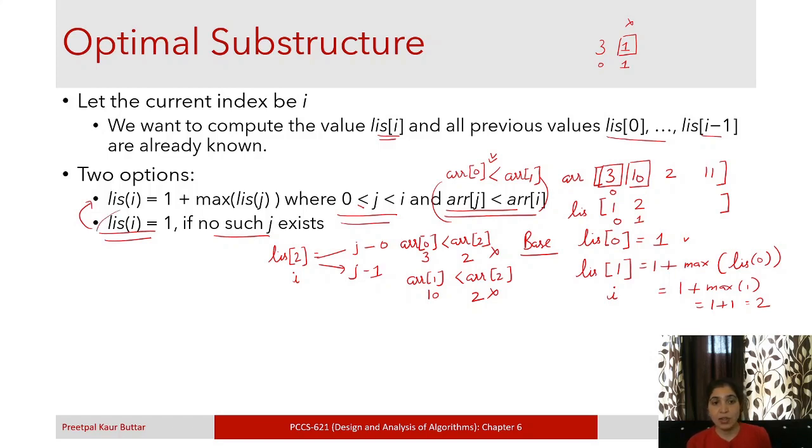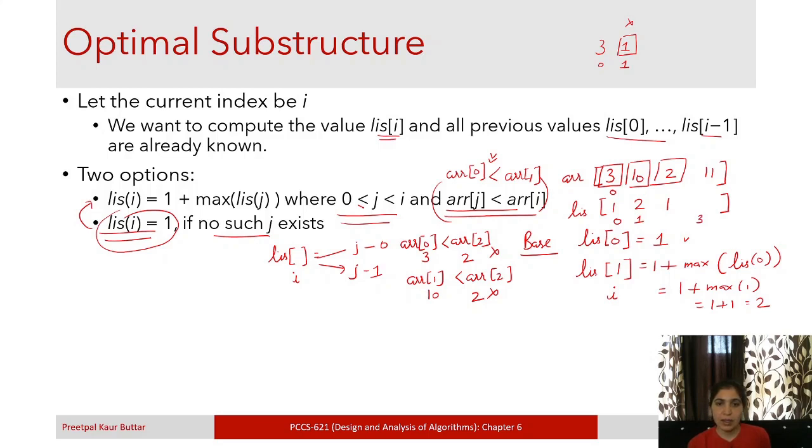Then the only solution for us is to set it to 1. So it means that the longest increasing subsequence at index 2 is 1. And which is that subsequence? That is 2 itself. This is the only subsequence which is monotonically increasing and which is ending at index 2. So now let us move to the third index.